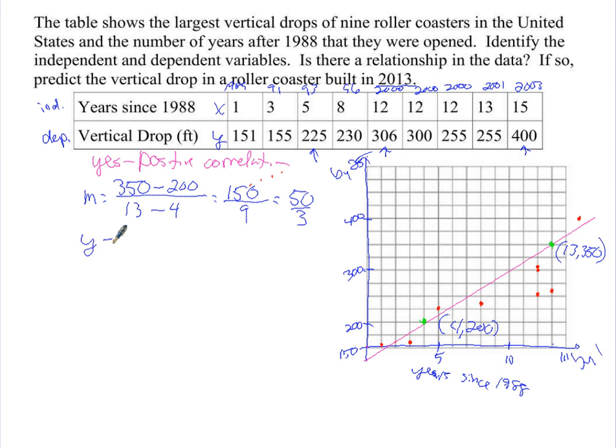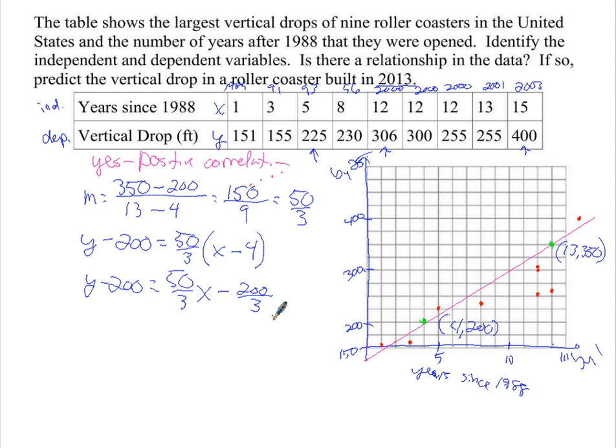So y minus, which ordered pair looks easier? Yeah, I agree, 4, 200. So it's going to be y minus 200 equals my slope, 50 over 3, times x minus 4. All right, so we have y minus 200 equals 50 divided by 3 x minus 200 divided by 3.